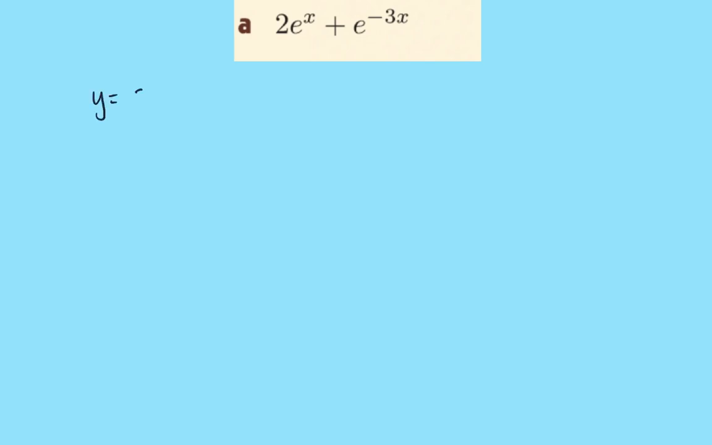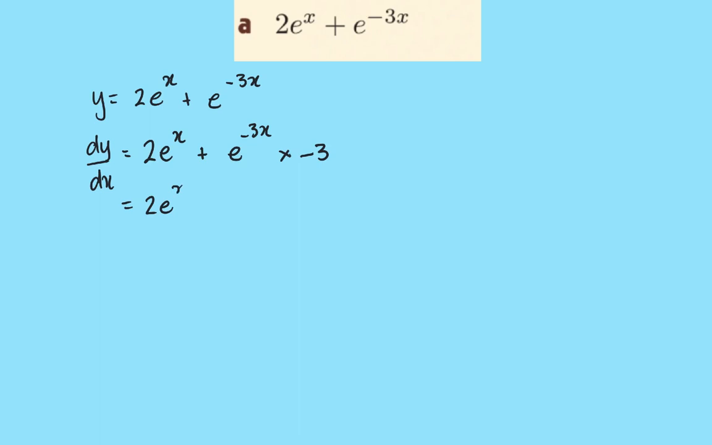Let's look at some harder ones now. We've got 2e to the x plus e to the minus 3x. So dy dx is going to be the function multiplied by any function above. So not in the first case. In the second case, e to the minus 3x, we're going to multiply by minus 3 and end up with 2e to the x minus 3e to the minus 3x.